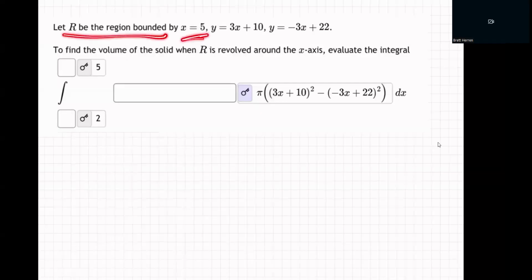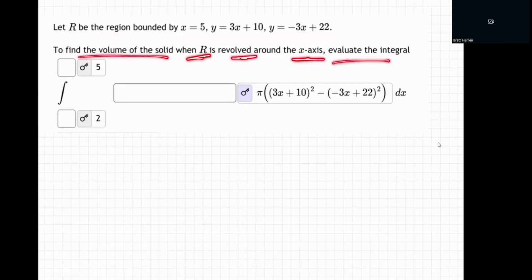Let R be the region bounded by x equals 5, y equals 3x plus 10, y equals minus 3x plus 22. To find the volume of the solid when R is revolved around the x-axis, evaluate. You see the answers here. How do we get that?